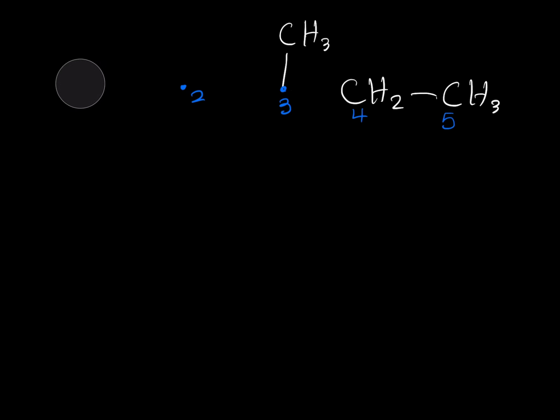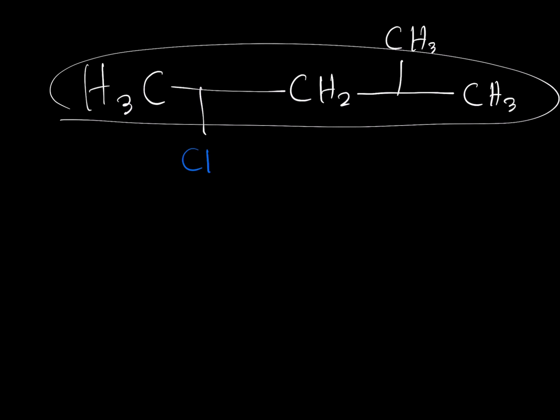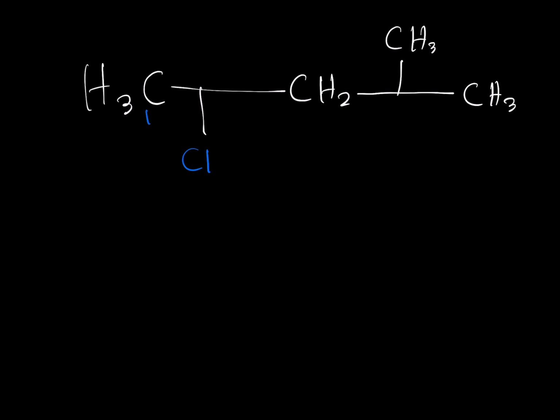For our last example in this video, let's draw a similar structure. Let's draw H3C. How would we name this compound? So what we have here, again, if we want to count the longest chain, it would be here. You have carbon 1, carbon 2, 3, 4, 5. So once again, pentane.